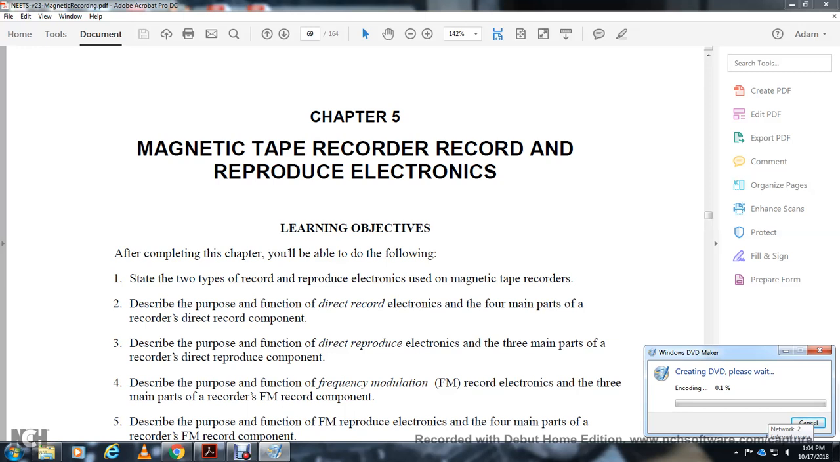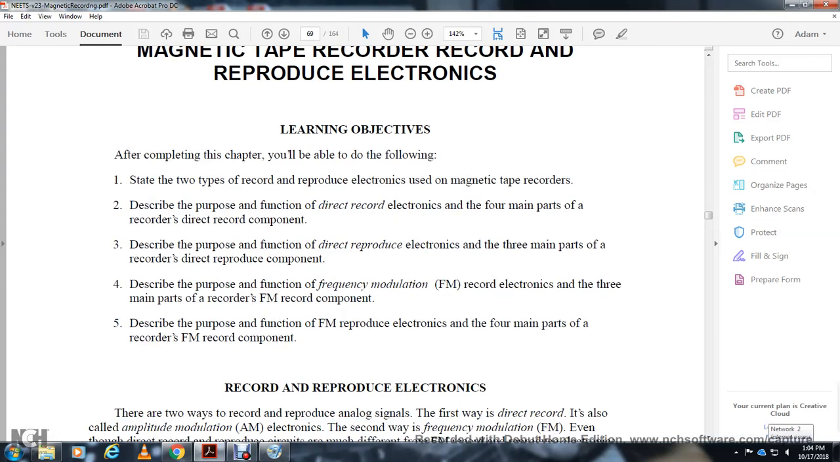Using a magnetic tape recorder, list the four main parts of the recorder's direct record electronics and describe the function of each component. List the three main parts of the direct reproduce electronics and describe the function. List the three main parts of the frequency modulation record electronics and describe the function. Describe the function of frequency modulation reproduce electronics, the four parts of the FM record component.